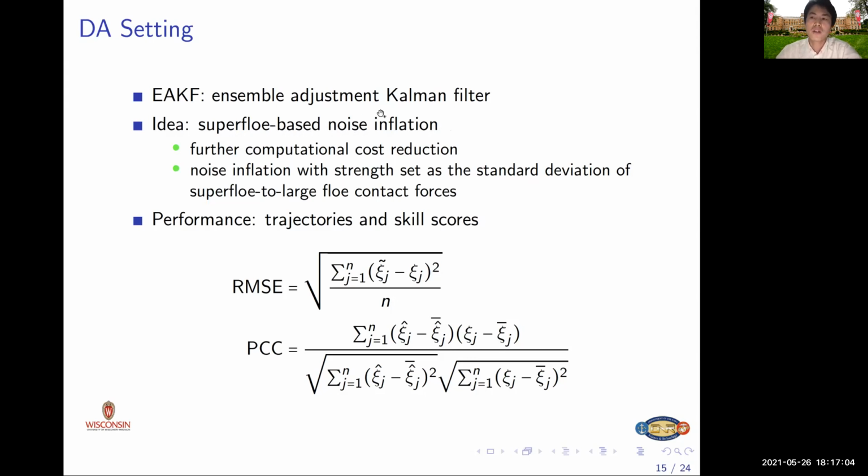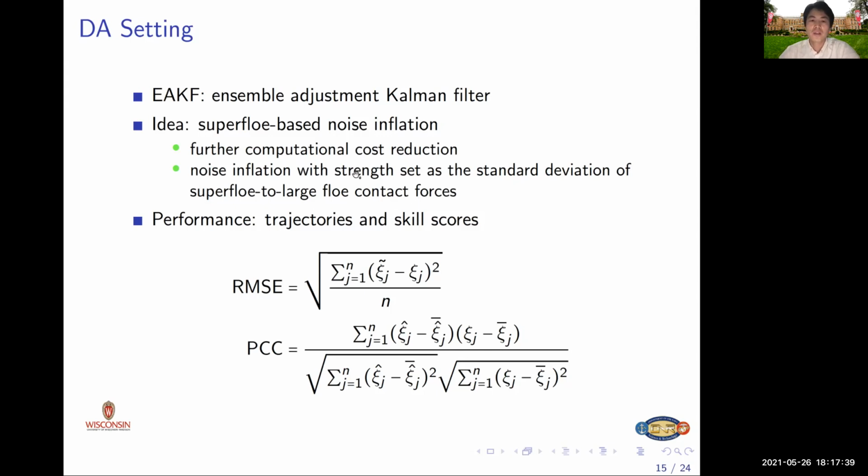So we no longer carry on these superfloes. This further reduces the computational cost, right? Because we don't have these calculations of the contact forces of the superfloes. And so how do we do that? The idea is to do noise inflation with the noise inflation strengths, such as the standard deviation of the superfloe to large floe contact forces.